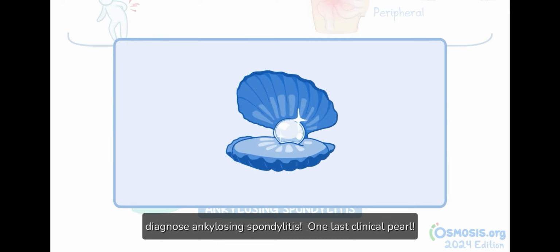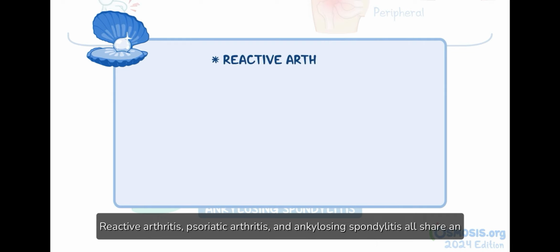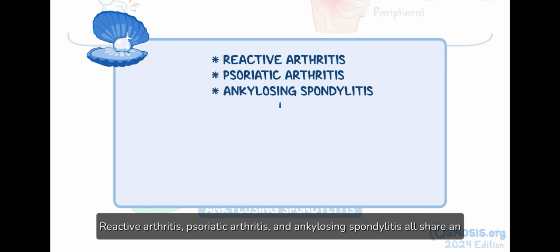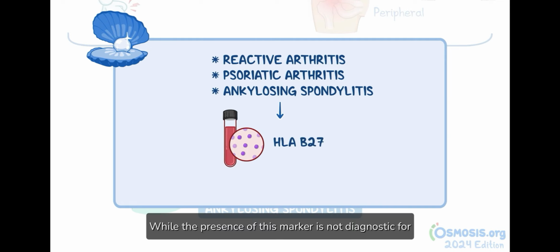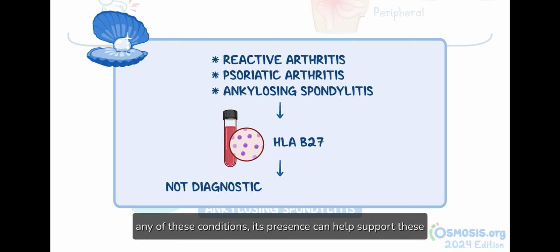One last clinical pearl. Reactive arthritis, psoriatic arthritis, and ankylosing spondylitis all share an association with human leukocyte antigen or HLA-B27. While the presence of this marker is not diagnostic for any of these conditions, its presence can help support these diagnoses.